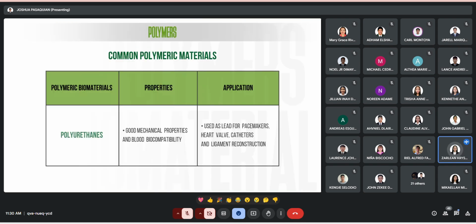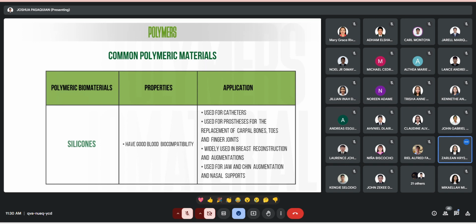The next one is the polyurethanes. It is the most commonly used material in the production of blood-contacting devices such as heart valves or artificial veins and arteries. They comprise a large family of materials with the common characteristic of the presence of urethane linkage along large molecule chains. Next slide.